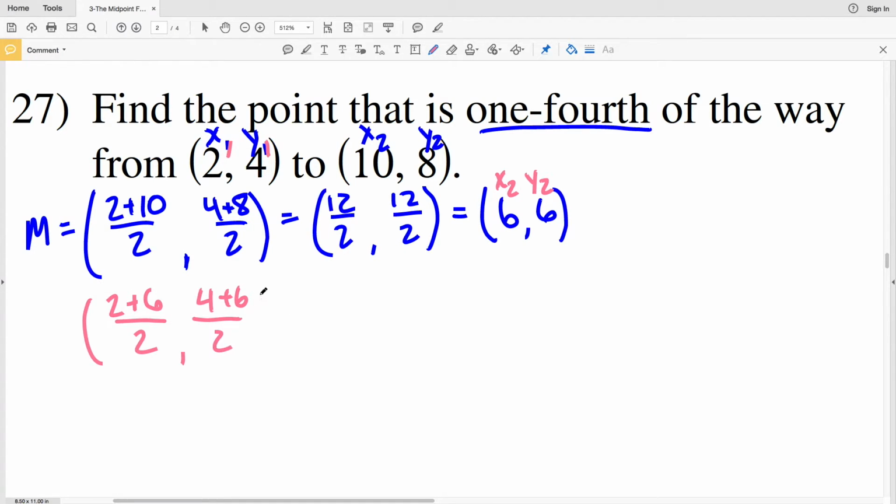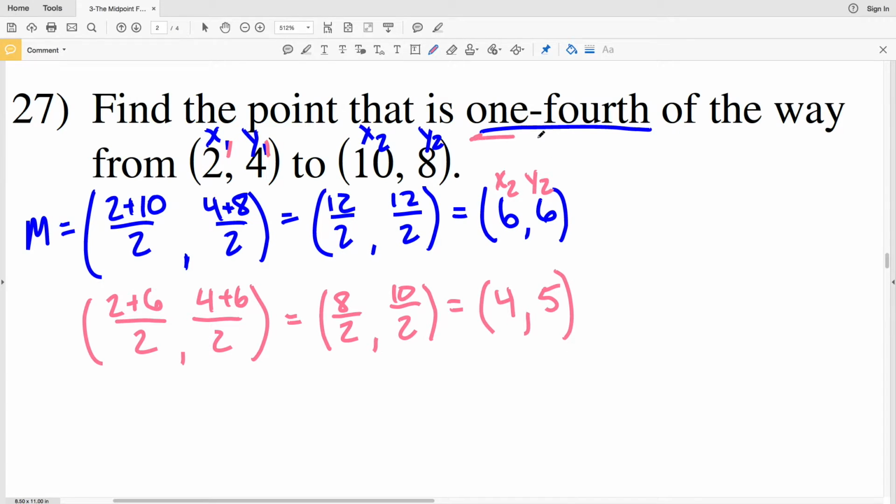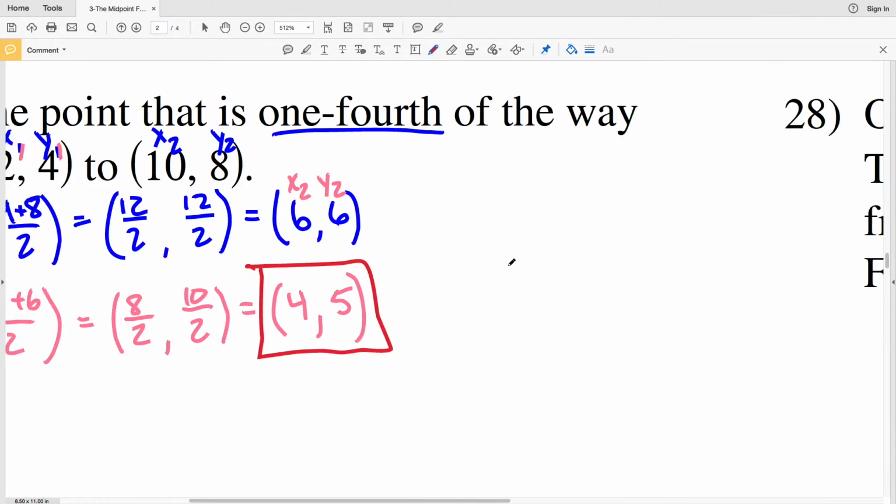all over 2. 2 plus 6 gives us 8, and that's over 2. 4 plus 6 gives us 10, and that's divided by 2. 8 divided by 2 is 4, and 10 divided by 2 is 5. So a point that's 1/4 of the way from (2, 4) to (10, 8) is (4, 5). Now let's move on to number 28.